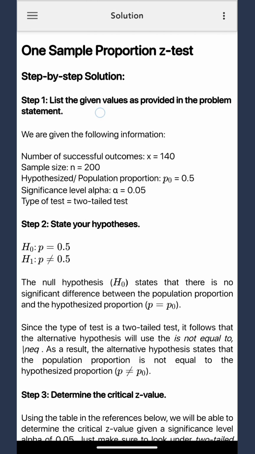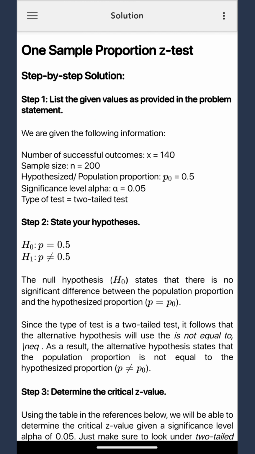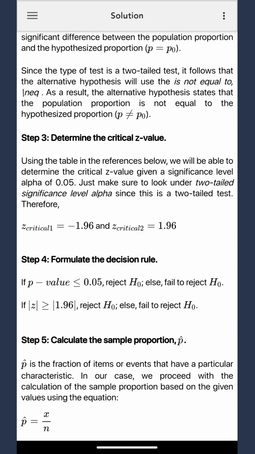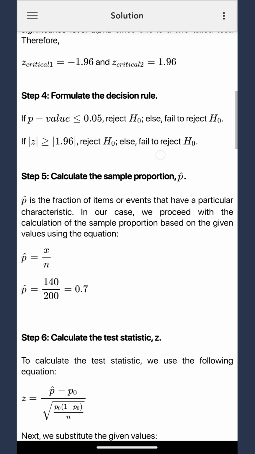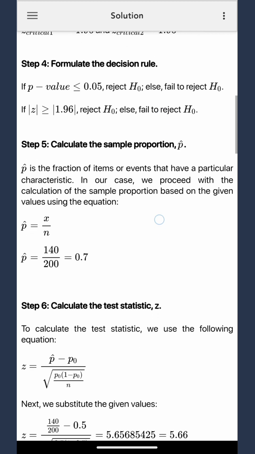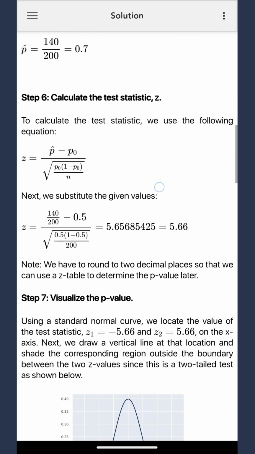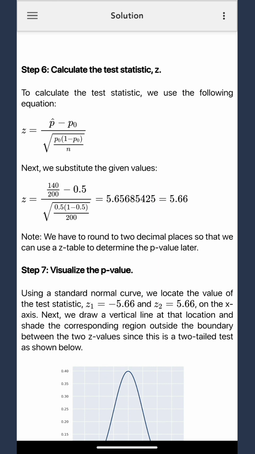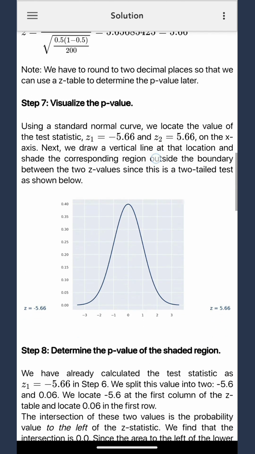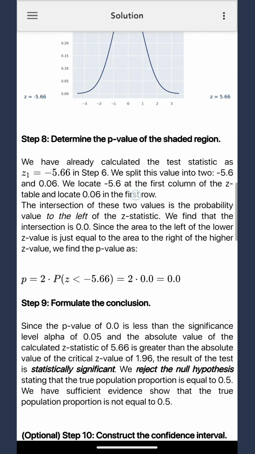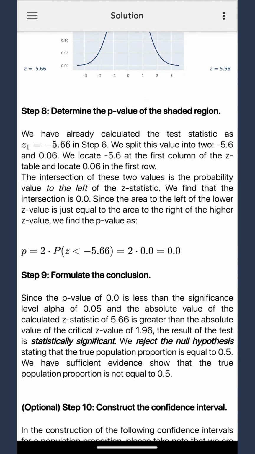First, we list the given values. Next, we state the hypotheses. Next, we determine the critical value. Next, we formulate the decision rule. Next, we calculate the sample proportion. Next, we calculate the test statistic. Next, we visualize the p-value. Next, we calculate the p-value.